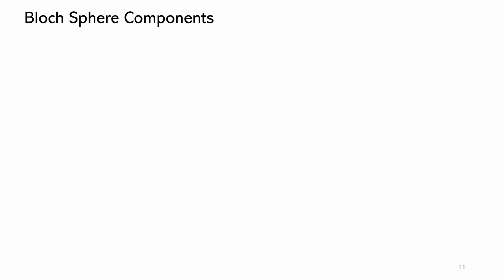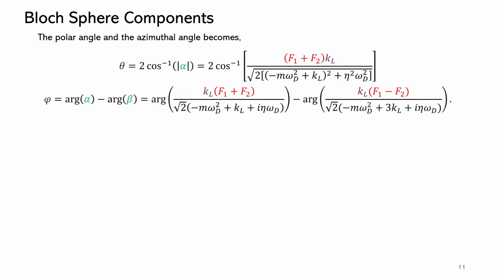To represent any kind of qubit, scientists usually use the Bloch sphere. So we also want to implement our elastic bit in the Bloch sphere. We have the equation of motion with alpha and beta, and from there, for the Bloch sphere components we need theta as the polar angle and phi as the azimuthal angle. After some derivation of the math, we can get this polar angle and azimuthal angle as shown.